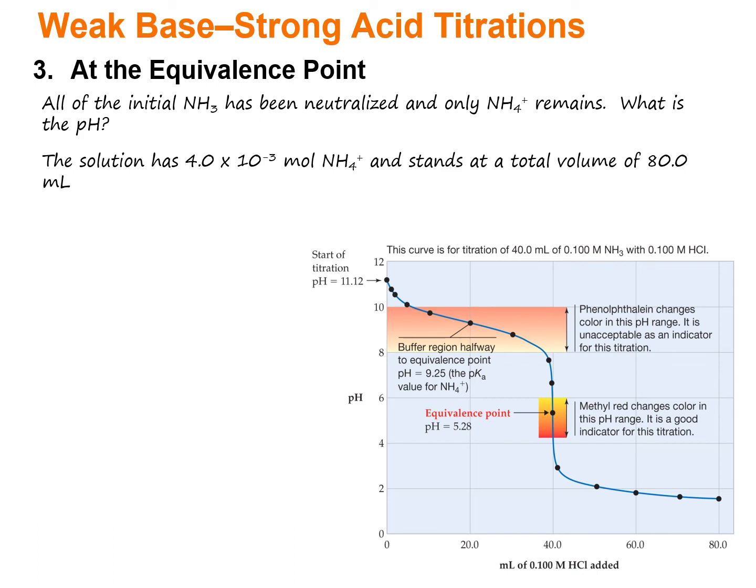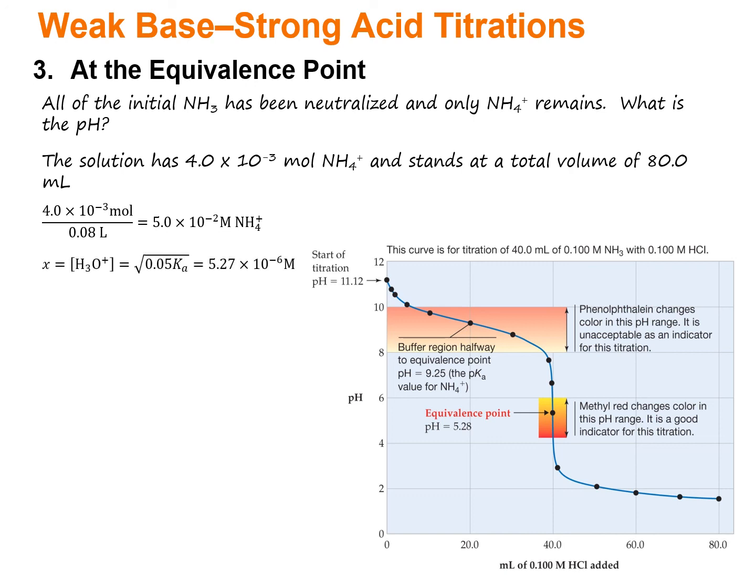The solution has 4 times 10 to the minus 3 moles of NH4+, but we're no longer in 40 milliliters of solution. We've added 40 milliliters of the hydroxide, sorry, the HCl. This yields 80 milliliters of solution. So if we want to figure out our new concentration, it's just the 4 times 10 to the minus 3 moles over 0.08 liters, or 80 milliliters. That's going to yield 5 times 10 to the minus 2 molar of NH4+.